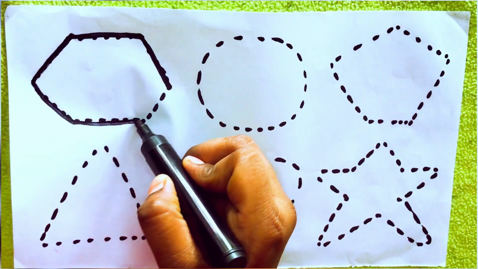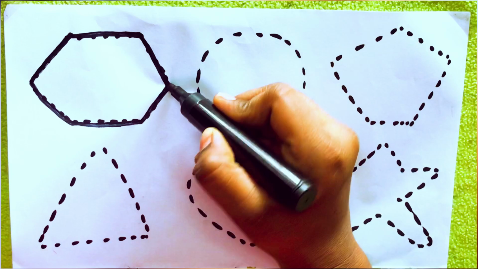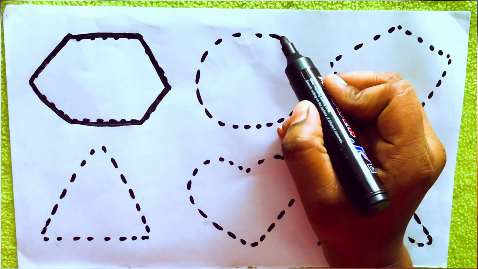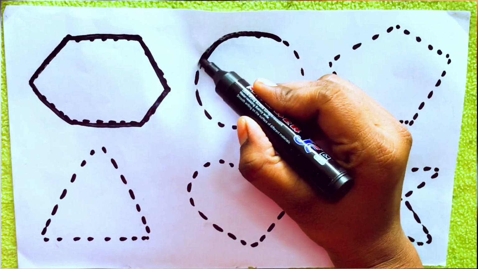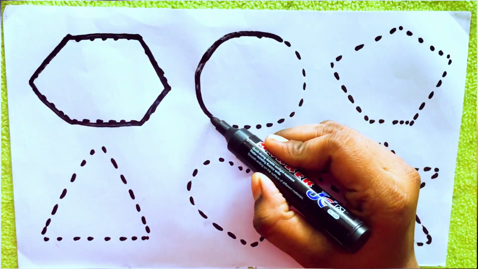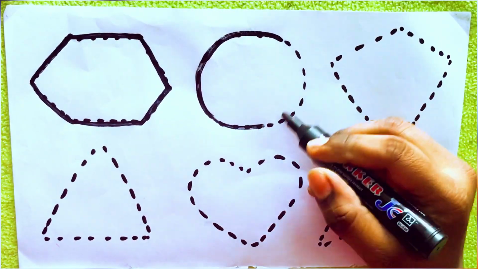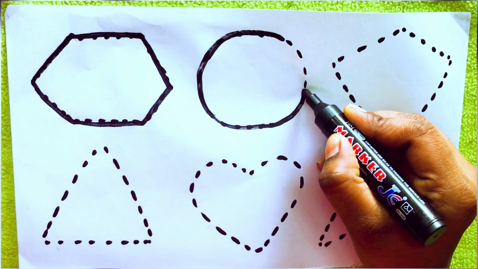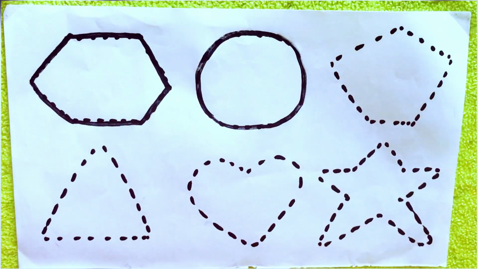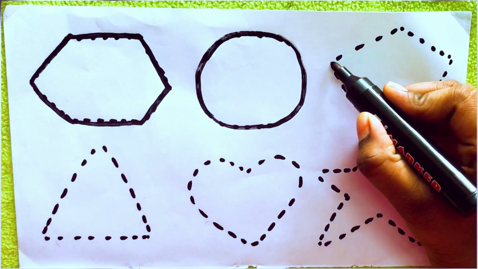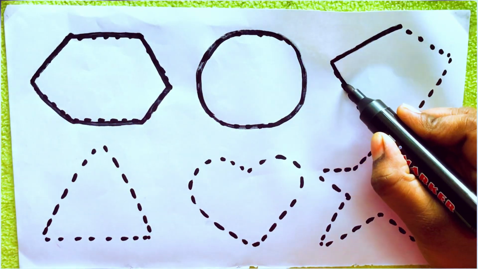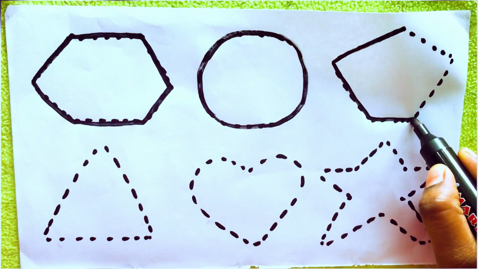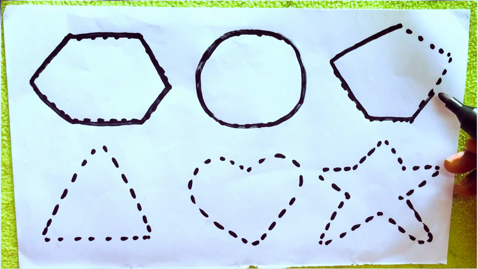Hexagon. Shape is hexagon. Circle. And this is the shape of circle. And this is the shape of pentagon.